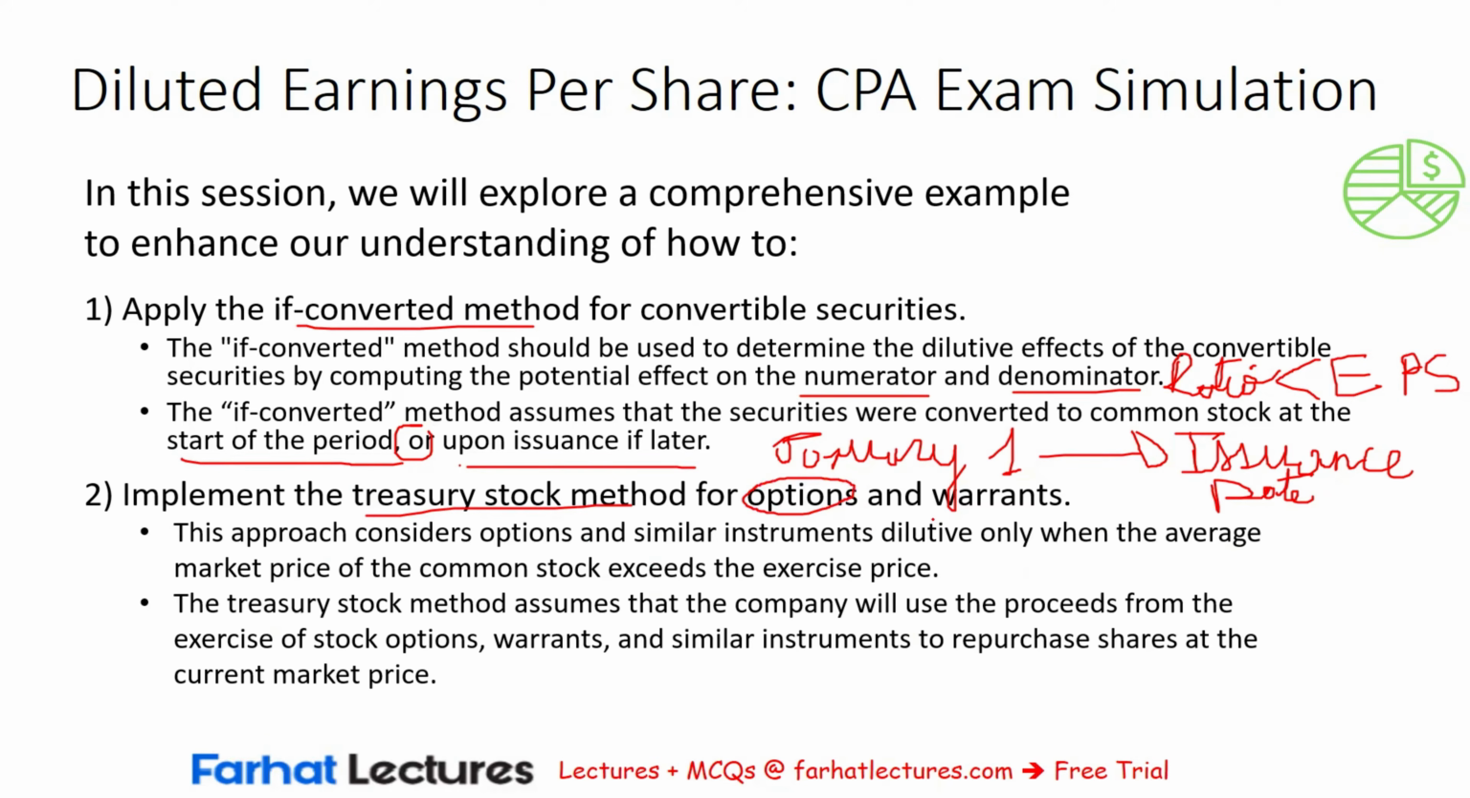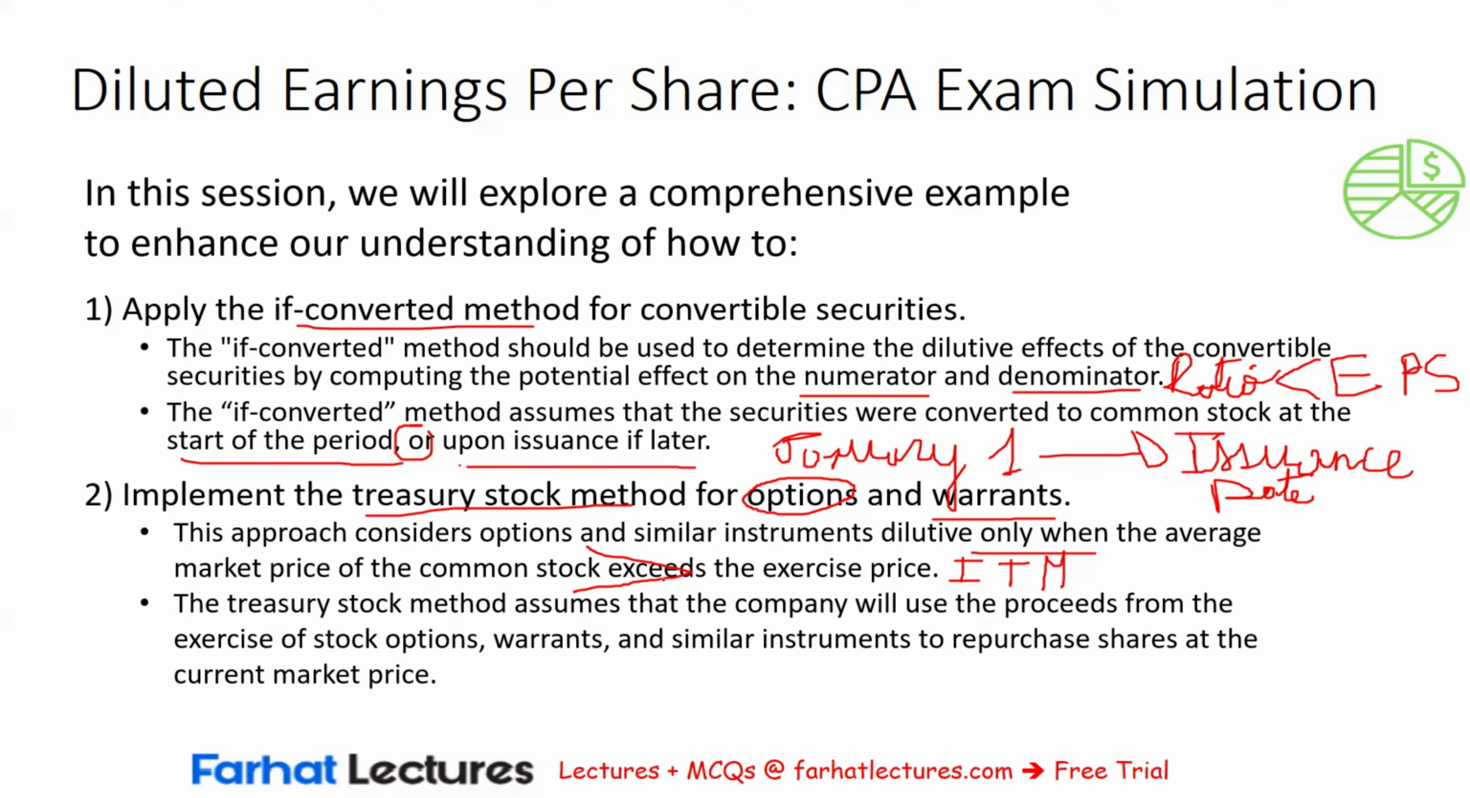We're also going to practice how to implement the Treasury stock method for options. And this method is also used for warrants. It considers options and similar instruments dilutive only when the average market price of the common stock exceeds the exercise price. In this case, these options would be called in the money because the option holders can buy them for a price lower than the market price and gain from the difference between the exercise price and the market price.